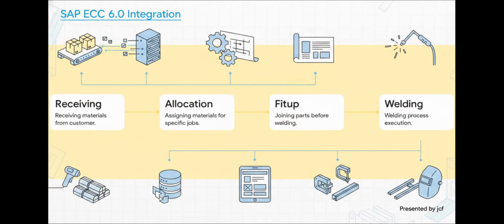Well, let's track a piece of metal through the shop floor. Step 1, we receive the raw goods from the client. Next, the system allocates those specific materials directly to our jobs. Then, we move into fit-up, which is joining the parts before they're permanently attached, leading straight into the actual welding execution. Every single one of those phases is digitally tracked.